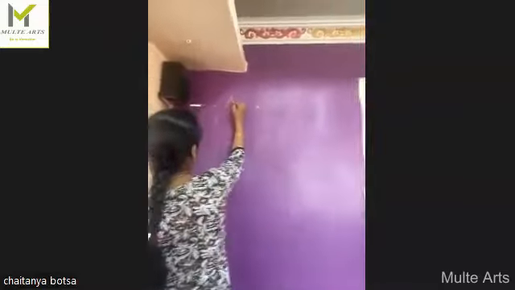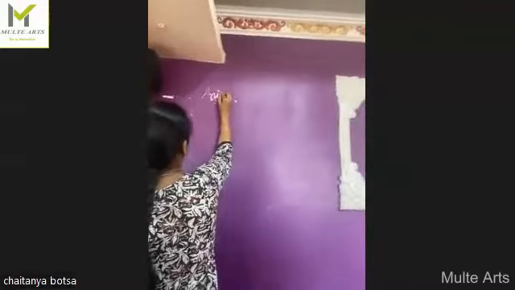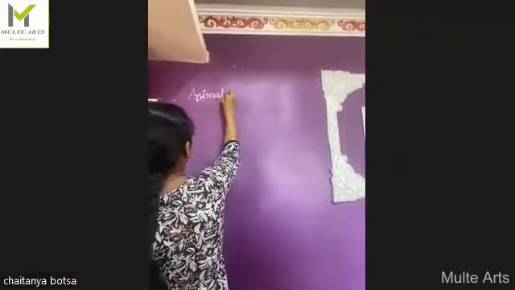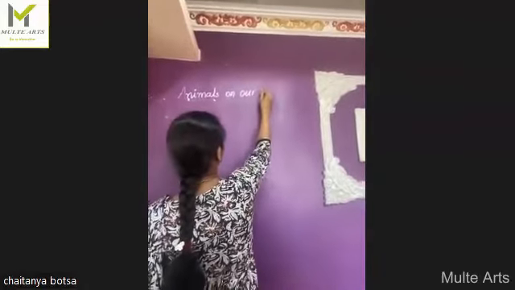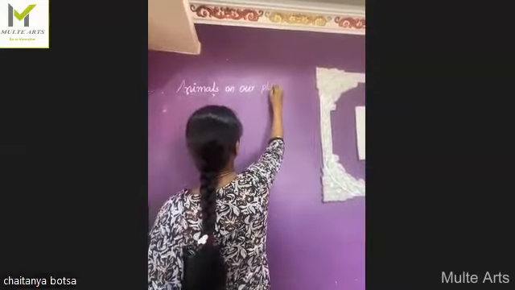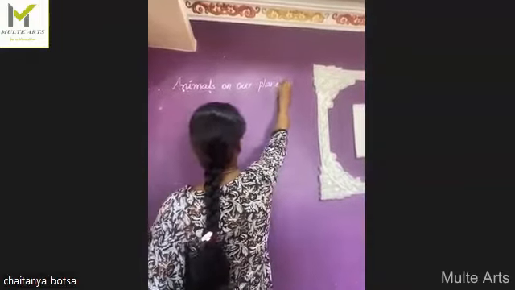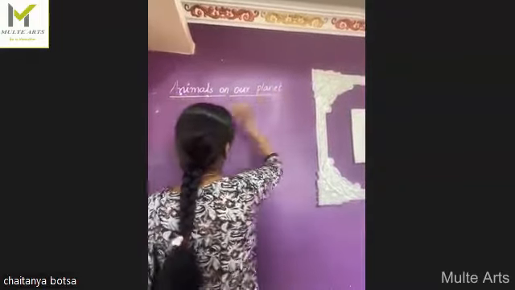Today I select the topic from 4th standard. The topic is animals on our planet. Today's topic is animals on our planet. Before going to this topic, we need to know how the animals are related to each other.